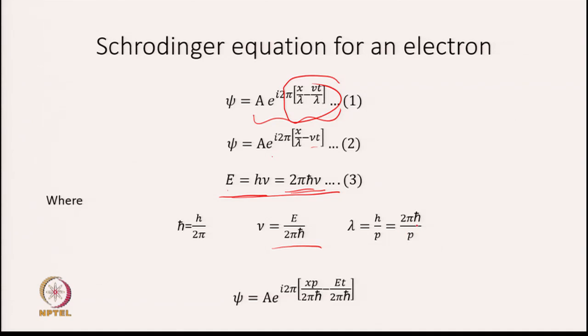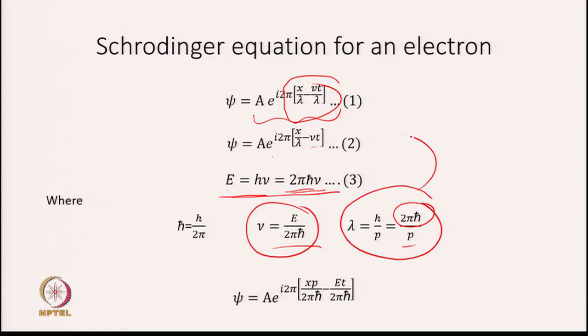What that means is that h can be written as 2 pi h bar divided by p. Now this value I am going to plug into equation 2. When you plug in these two values, what you get is psi is equal to a exponential i 2 pi x by lambda. In place of lambda you put p by 2 pi h bar, and for nu you put E by 2 pi h bar. So this is your equation for the wave function associated with an electron.